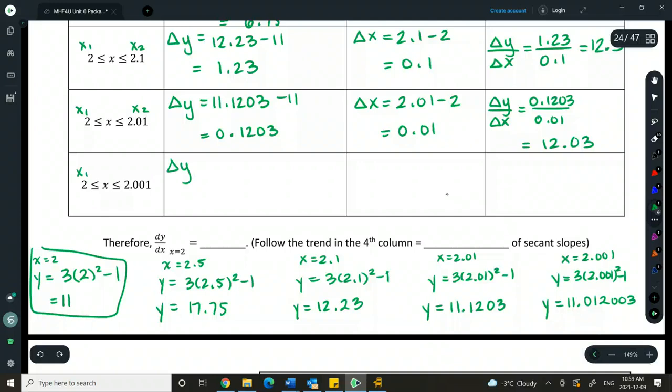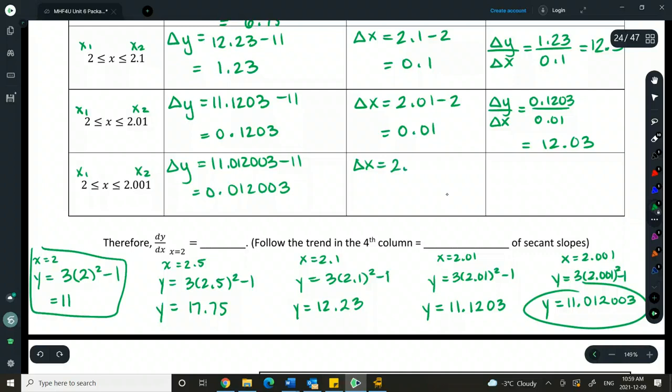Okay, last one. So let's call this x1, x2. I'm going to do y2, which is 11.012003 minus 11. We'll get 0.01003. And then 2.001 minus 2. And then we're going to calculate delta y over delta x.